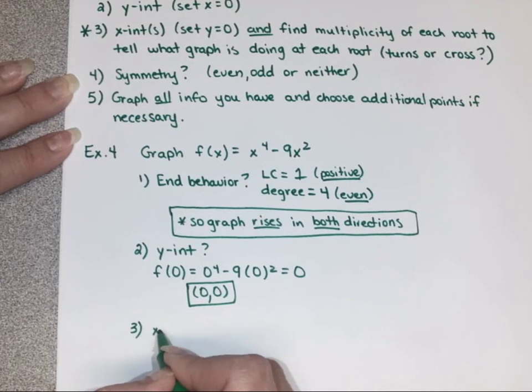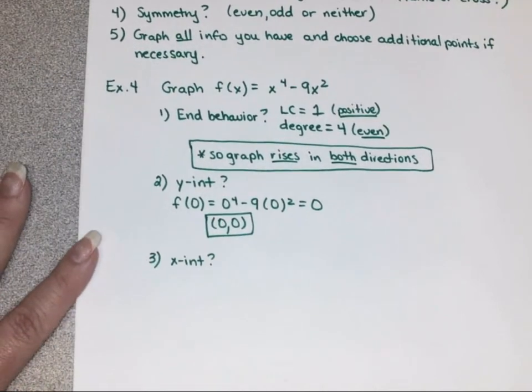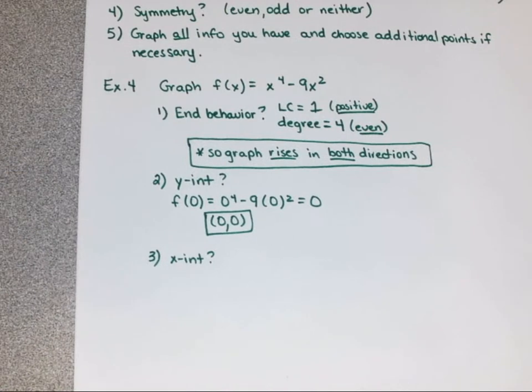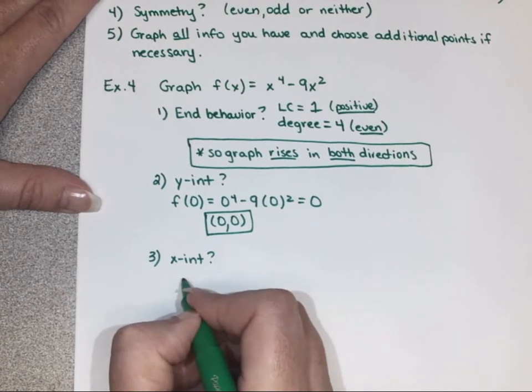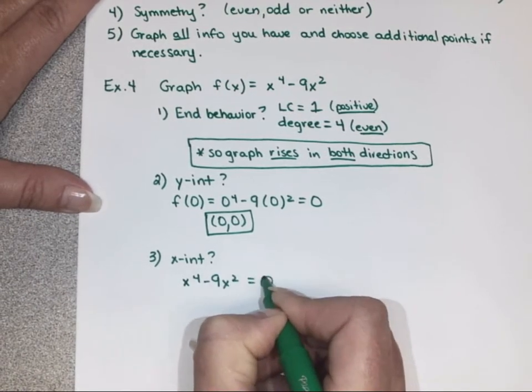Okay, so step number 3. Remember, this is the most lengthy and the most helpful step. It tells us the most pieces of information that we can possibly have. All right, so how do you find the x-intercept? You take the equation and set it equal to what? 0.